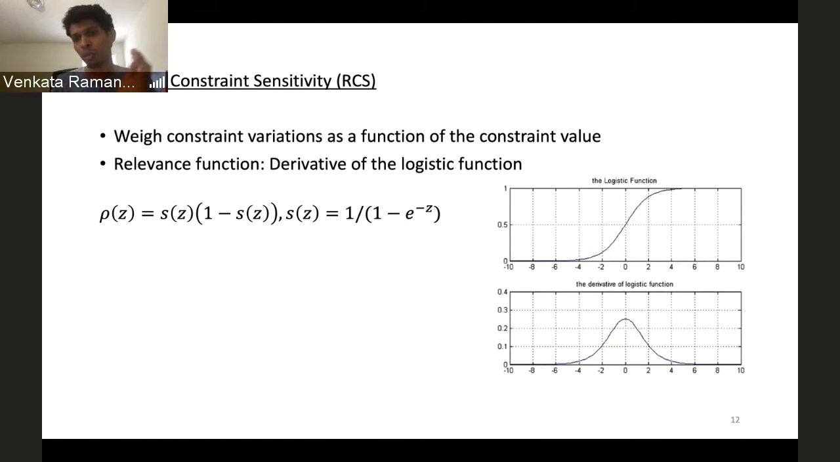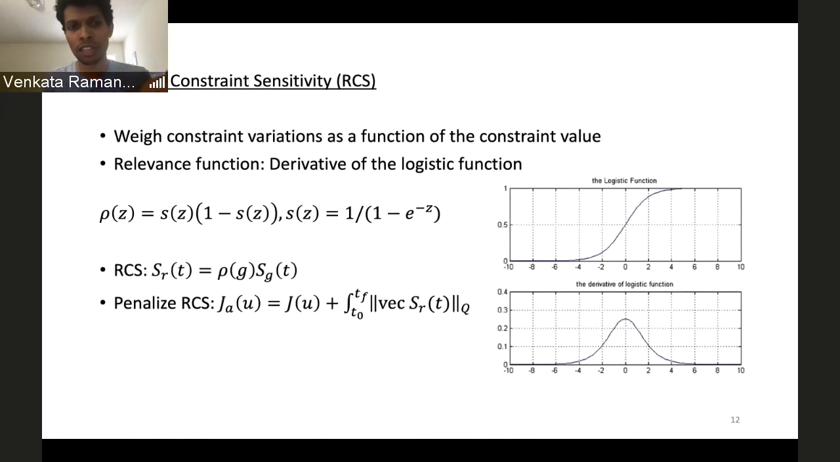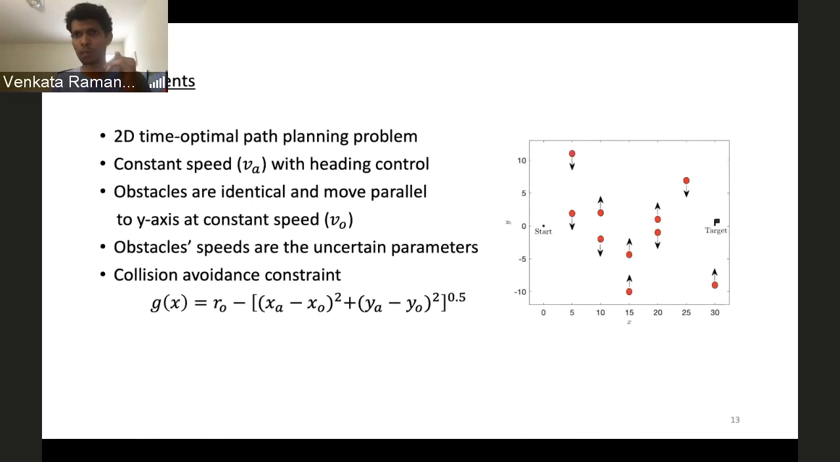relevance, because as you come closer to the constraint boundary, you want to be sure that those constraint variations are weighed in more. And if you are going further away from the constraint boundary, those variations matter less. And in this case, we are looking at an exponential decay for the relevance of those variations. And we define RCS as a product of both the relevance function and the constraint sensitivity. And we penalize this particular constraint sensitivity to arrive at conservative trajectories that ensure less number of constraint violations under parametric uncertainties. So let's look at experiments in this case.